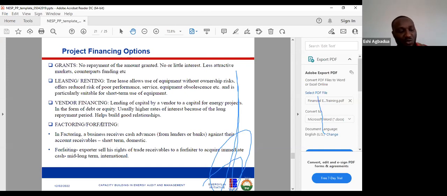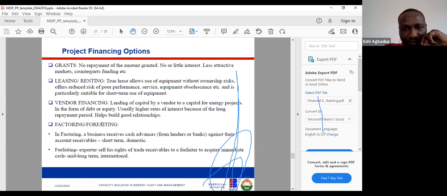In terms of government, we know that REA is doing a lot of projects in terms of renewables, mini grids around the country. So basically, we get grants for that. Of course, there's leasing, more like leasing of equipment, leasing if you want to replace your equipment, leasing for short term and for long term. And then there's vendor financing.